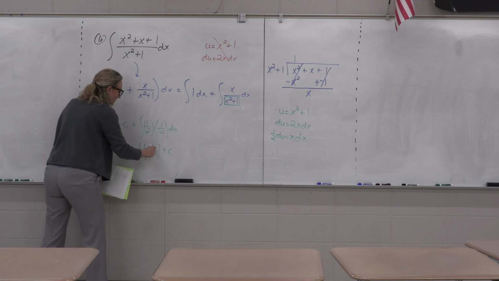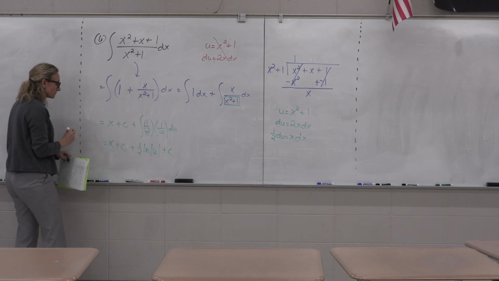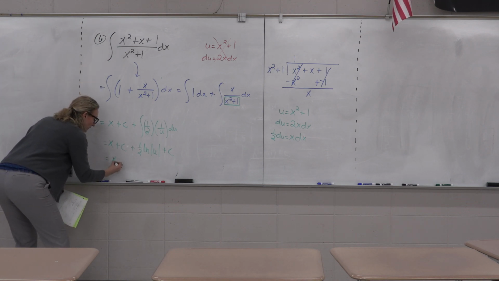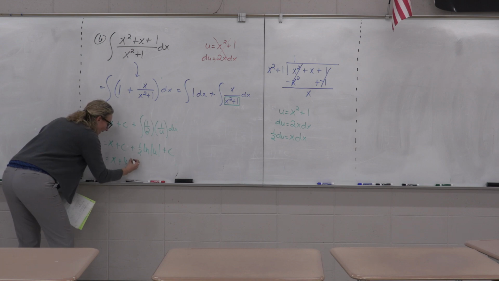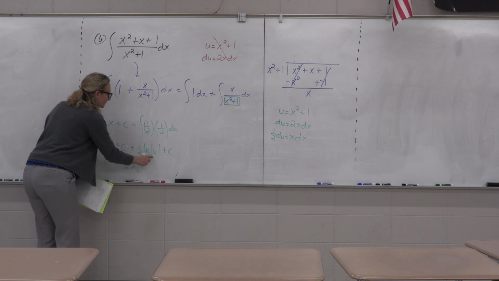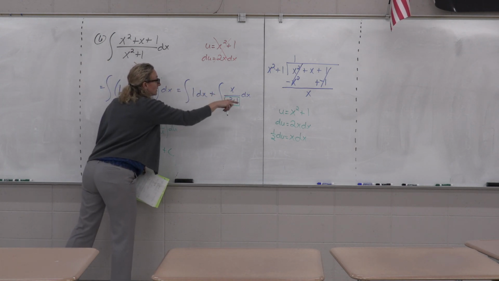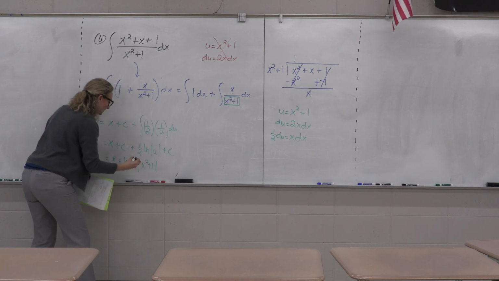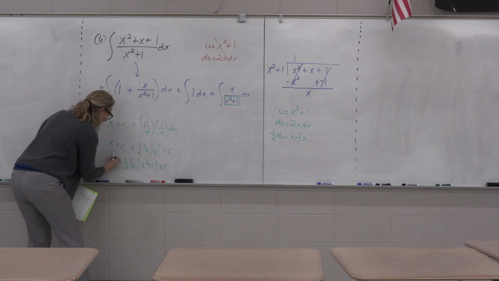Look on your green sheet. 1 over u is the natural log absolute value of x. Okay, the two c's are just going to make one constant. So you have x plus 1/2 times the natural log absolute value of u, which back over there is x squared plus 1 plus c.